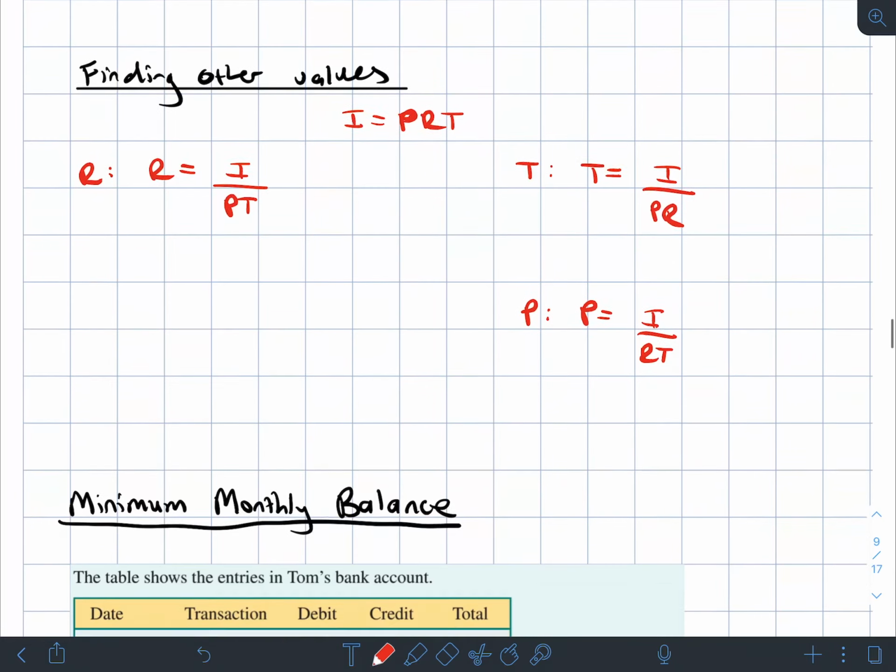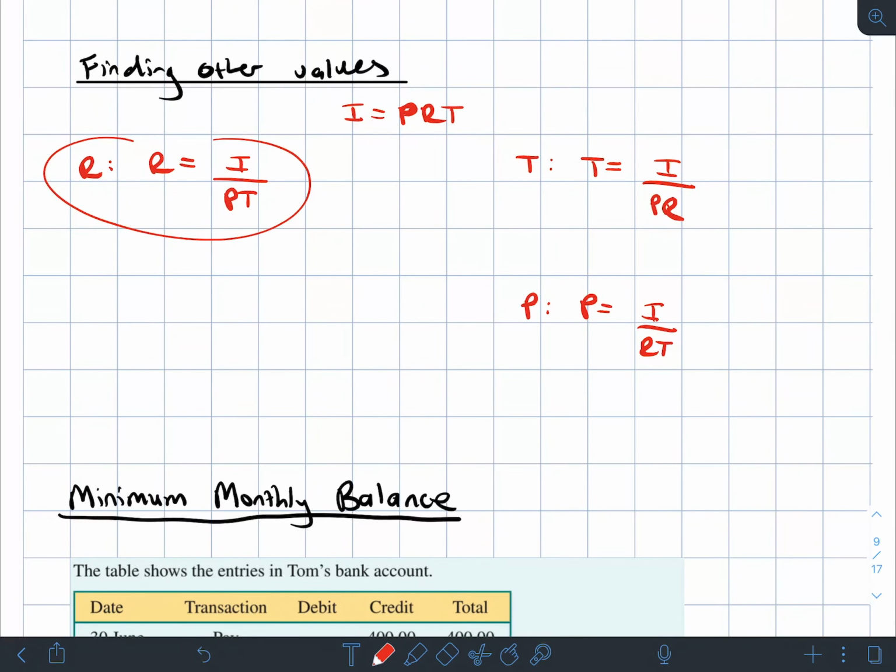Now just note that when you calculate, say, R in this form here, you need to multiply it by 100 to express it as a percentage.